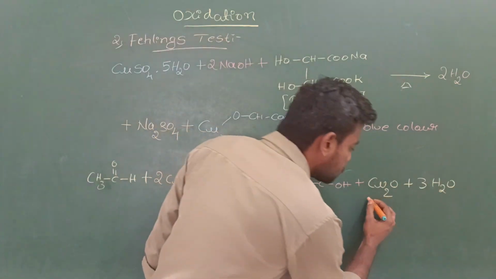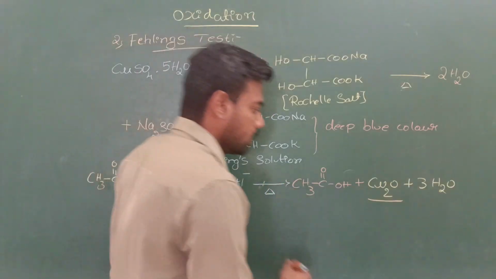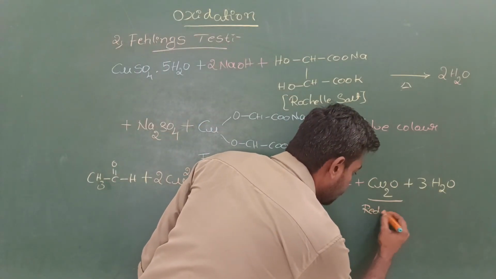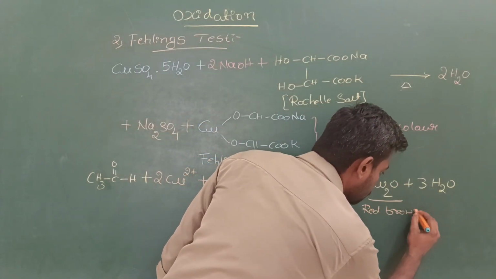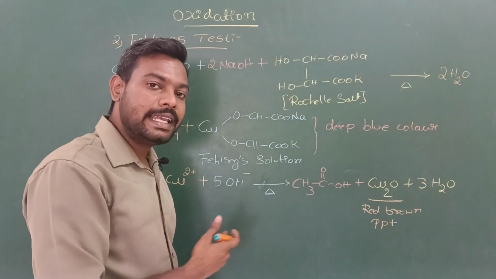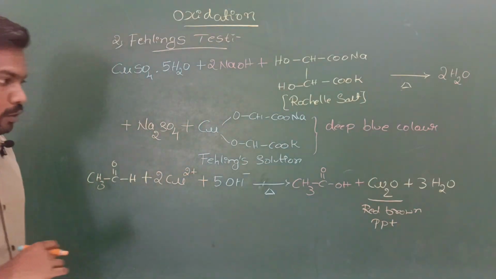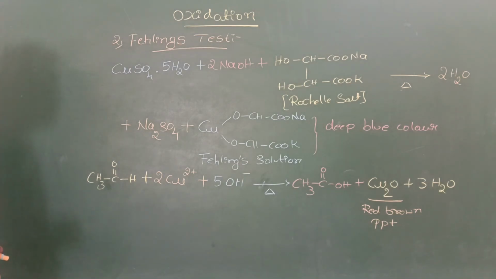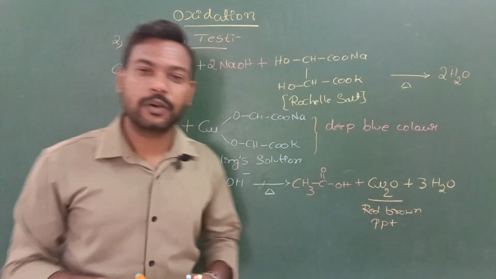Here, the copper oxide gives a red brown precipitate, which indicates the presence of the aldehyde group. Clear? Okay, thank you.